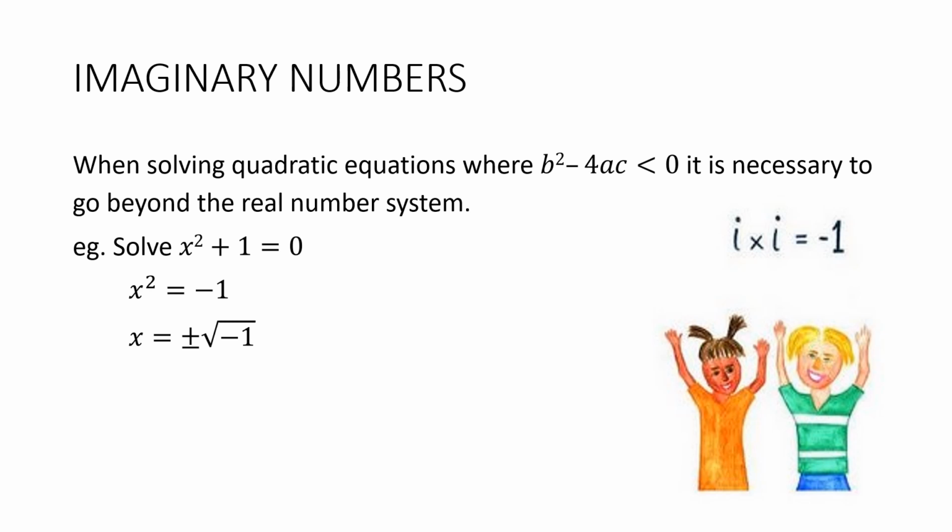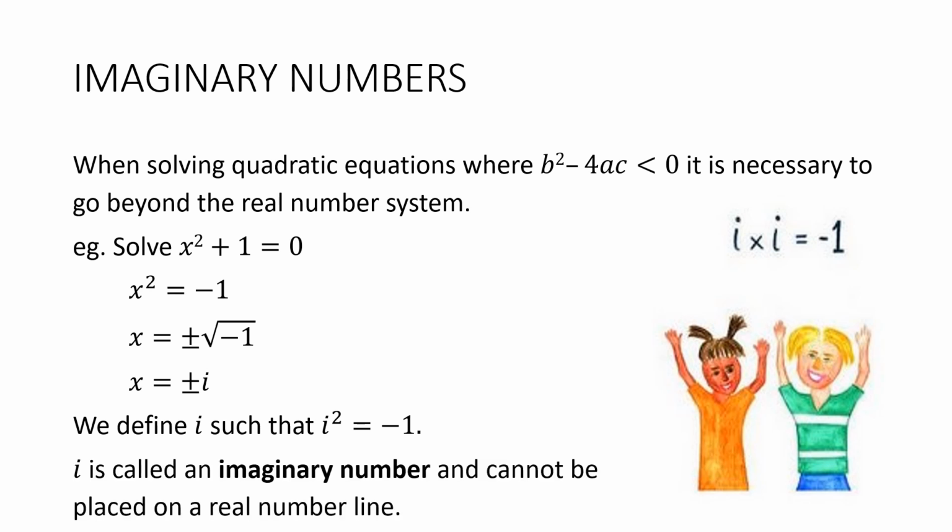We're still going to get two answers, but neither of them are real numbers. Now, instead of writing the square root of negative 1, we're going to call that i, and we define i such that i squared is equal to negative 1. i is called an imaginary number, and it cannot be placed on a real number line.